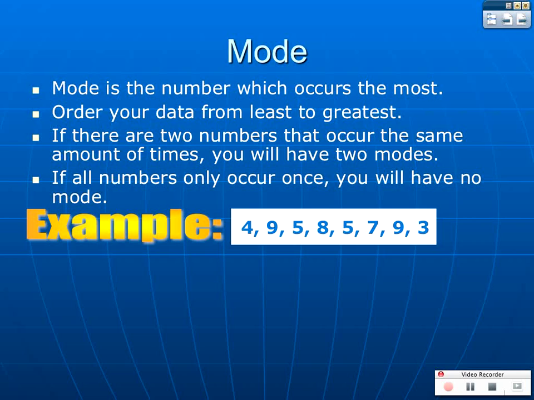Okay, 5 happens 2 times. Do you see any other numbers that happen twice? 9. Any other numbers? No. Okay, so the mode is 5 and 9. Here's another example.